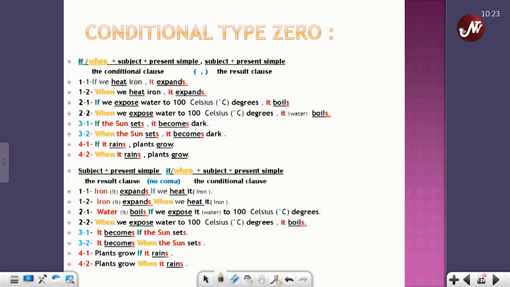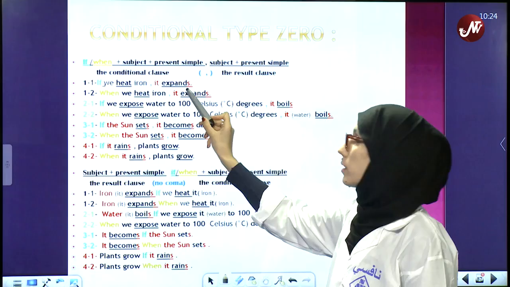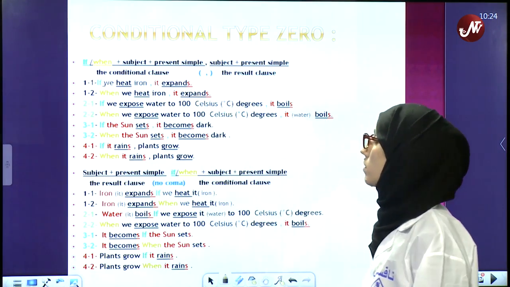So, here the form. The form is if, we can replace it by when. It means if and when, in this type of conditional, they have the same meaning. Plus subject, plus present simple. Here we put the comma, because we have started with the conditional clause. Then the result clause after the first clause. So, if we heat iron, comma, it expands. Here we have if, verb in simple present, and it expands is the result of this sentence.